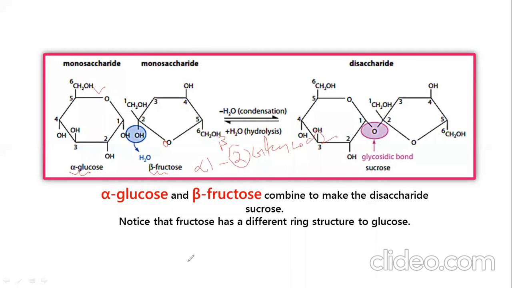Now, alpha glucose and beta fructose will form what? Sucrose. Sucrose, the sugar that you are eating, that is sucrose. Okay. Now, how will maltose form? Let's move toward that.